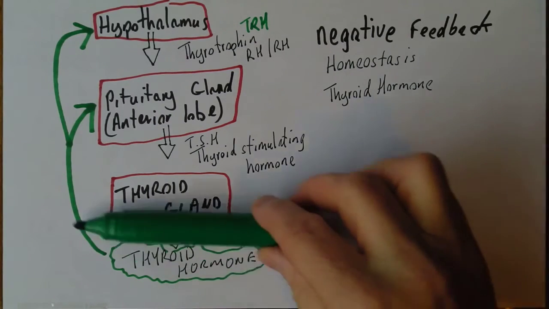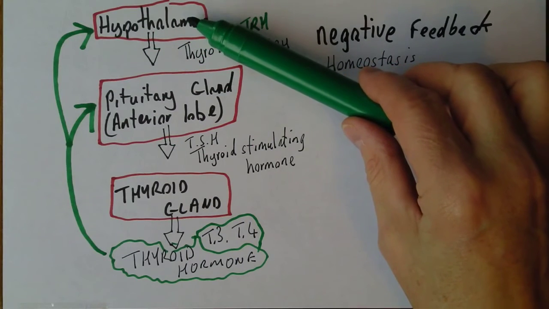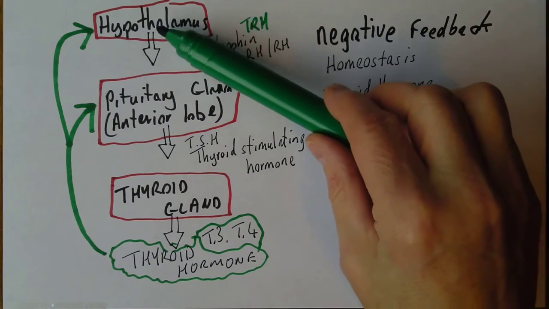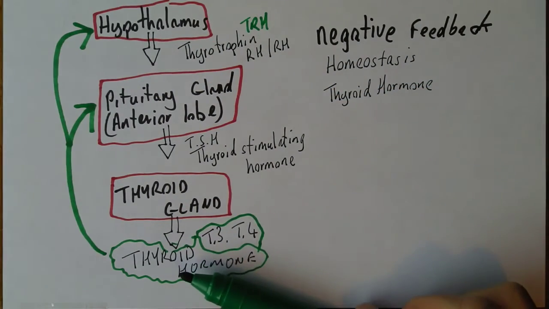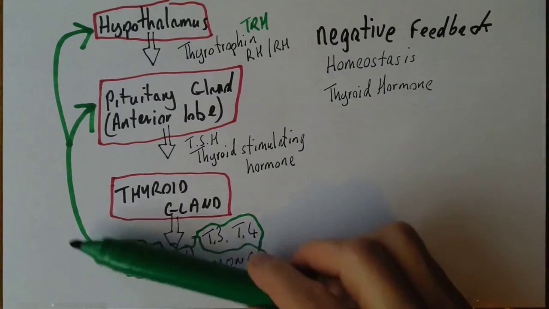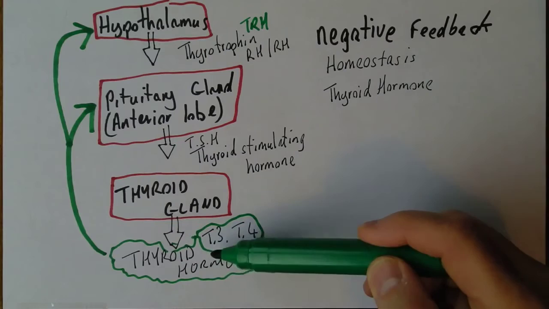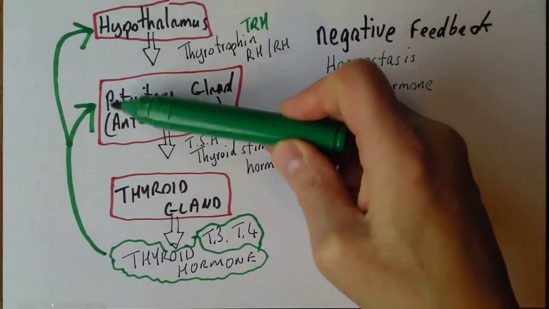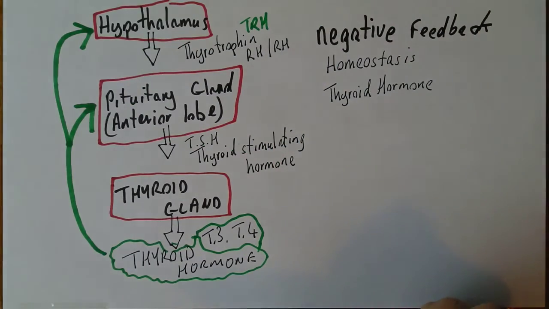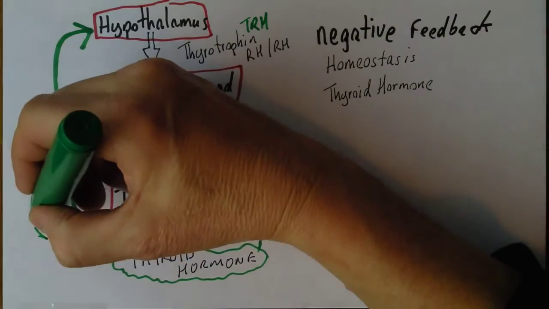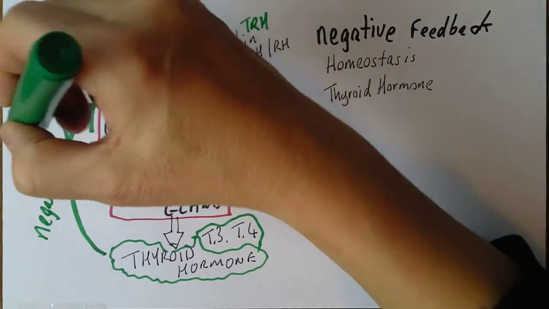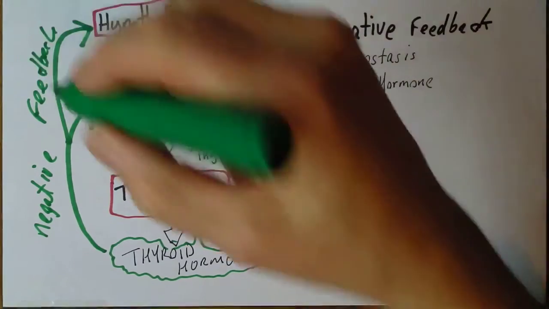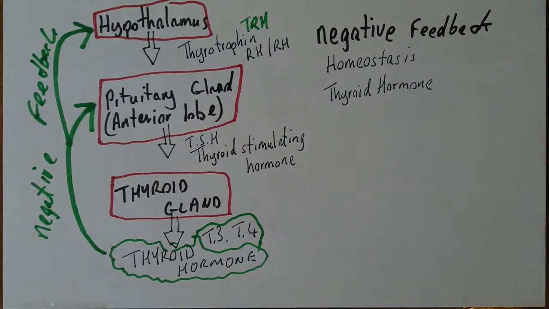As the levels in the blood start to drop, that's going to remove the inhibitory effect on the hypothalamus, which will therefore produce more thyrotrophin releasing hormone, and that will go down that stimulating pathway. So this is all called a negative feedback system, because the end product, in this case the thyroid hormone, is inhibiting the release of its own releasing factors.